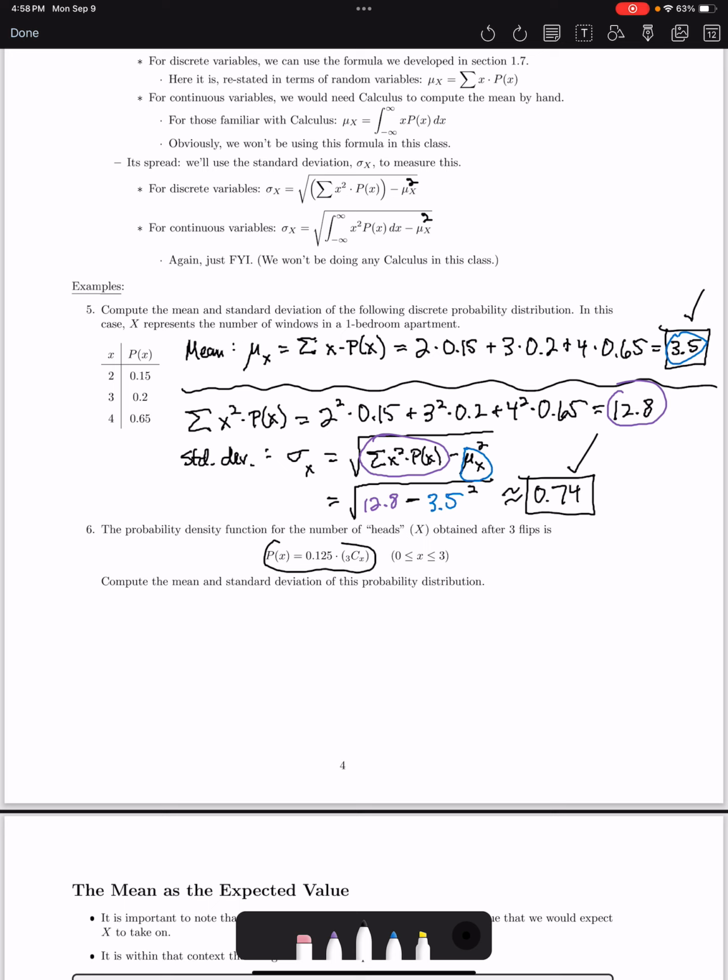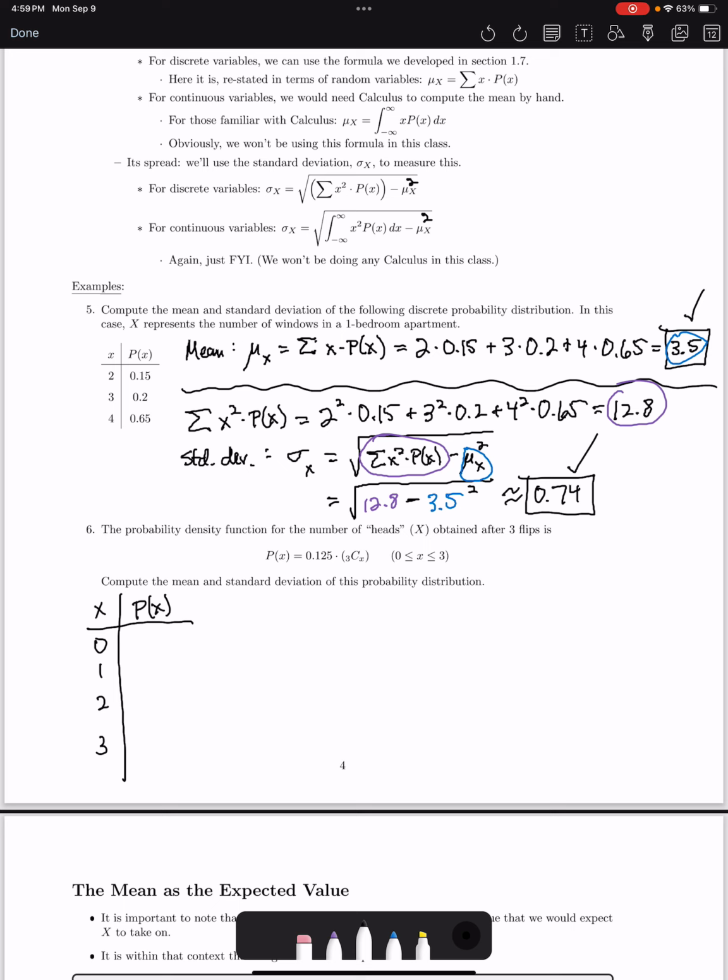This function is supposed to represent the number of heads, x, obtained after 3 flips. Okay, so we've got x and we've got p of x. If x is between 0 and 3, if we're flipping the coin 3 times, right, it makes sense that the smallest x could be is 0, right? That's if you flip 0 heads. And the largest x could be is 3. That's if you flip heads in all 3 flips, right? So x could be 0, 1, 2, or 3.